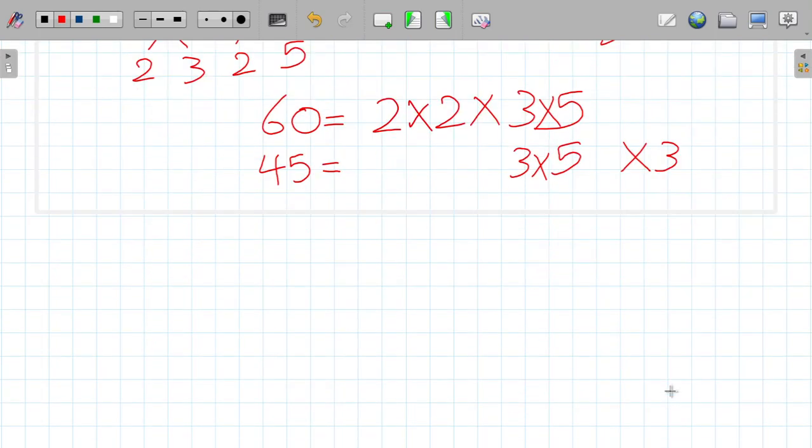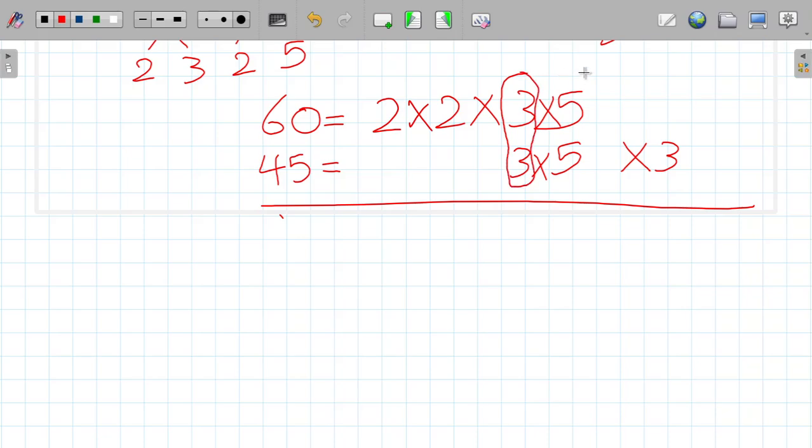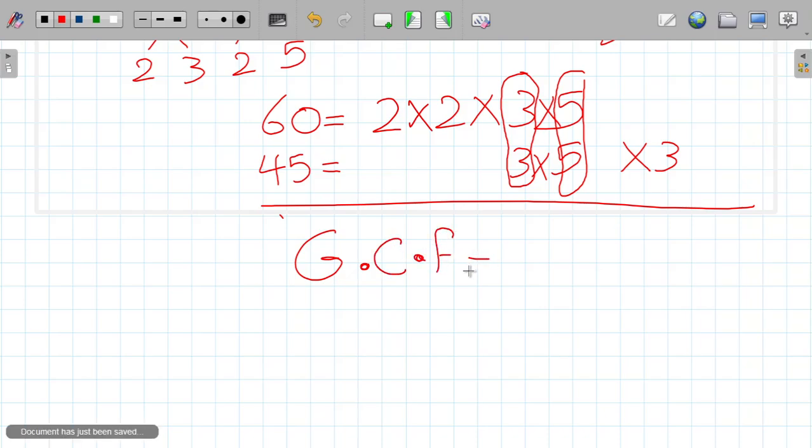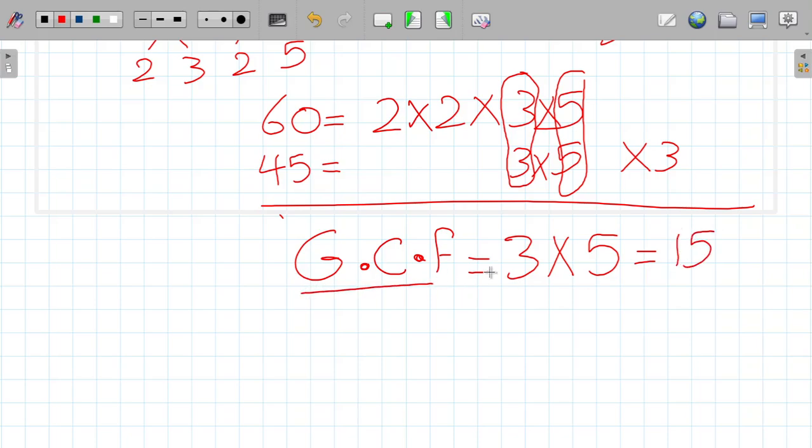Okay, next I will search for the repeating factors, or the common prime factors. So I have here 3 and 5. Okay, so the greatest common factor is 3 by 5. So 3 by 5 equals 15. So the greatest common factor is 15.